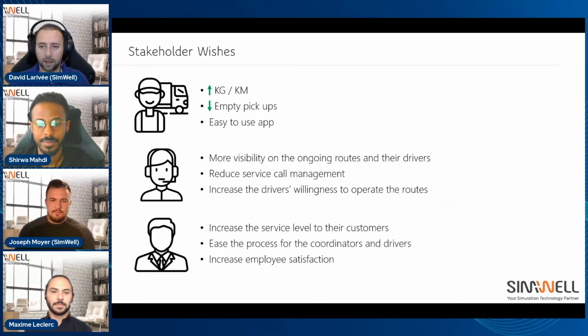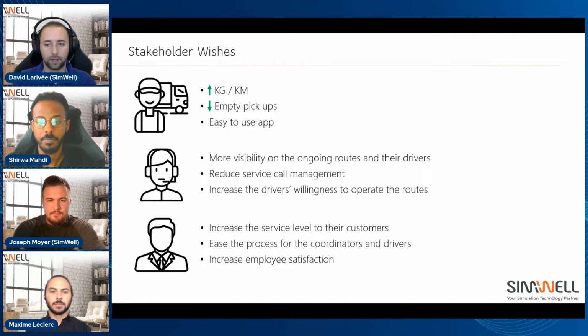So RPM has three main stakeholders, and they regrouped together and had some wishes on how to improve their operations. The first one is the drivers. The drivers are paid by the amount of weight they're bringing back to the collection center. So obviously they would like to have more kilograms per kilometer done, much fewer empty pickups. These are if the driver goes to a customer and there's just nothing to pick up. And finally, an easy to use mobile app.